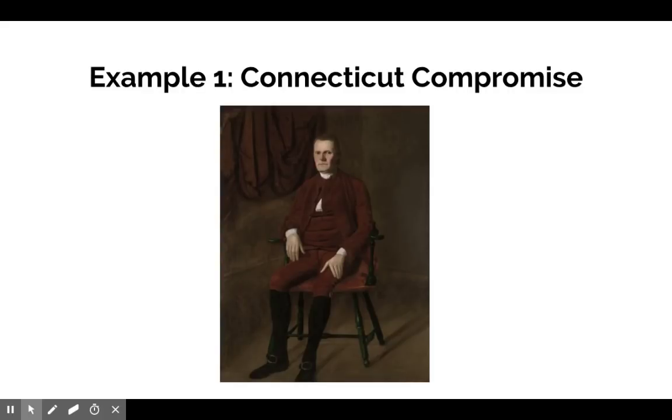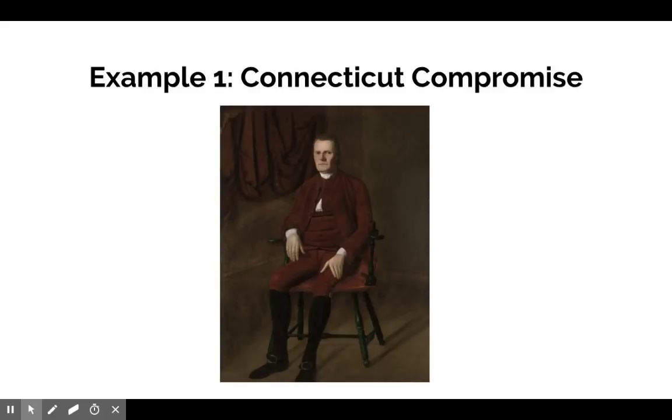Within this new document, there's a bunch of compromises. The first is the Connecticut Compromise. This also is known as the Great Compromise of 1787. Roger Sherman of Connecticut came up with it. It established a two-house legislature. It was a compromise between heated arguments of small states wanting equal representation in the legislature and large states wanting proportional representation in the legislature.